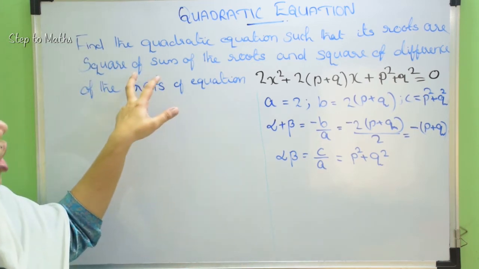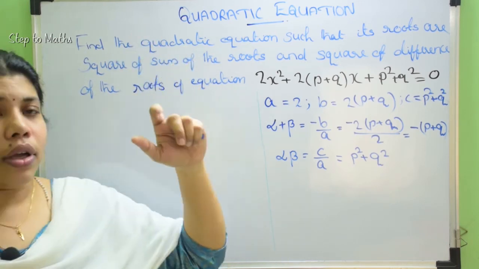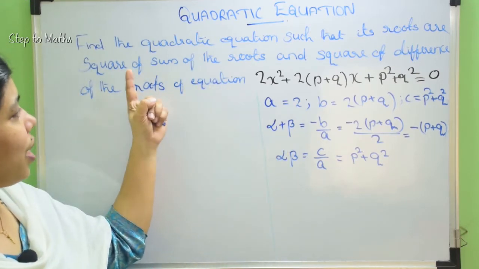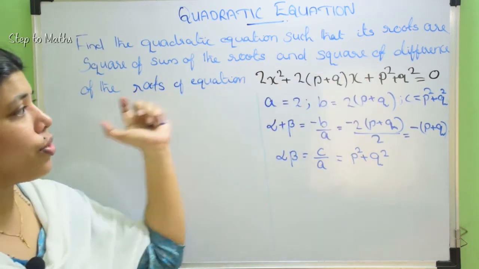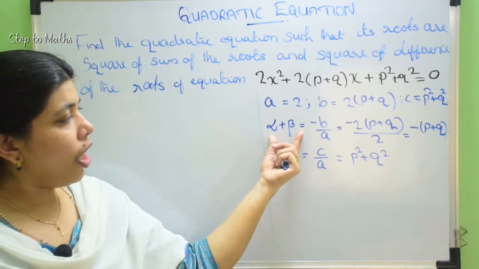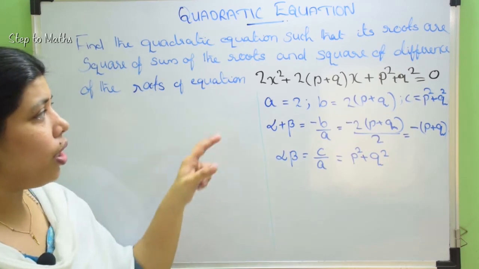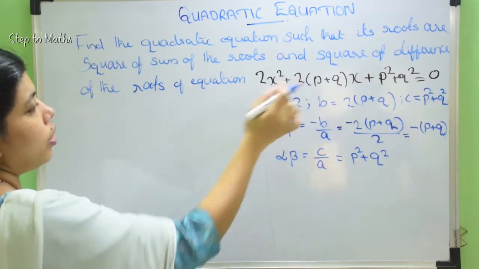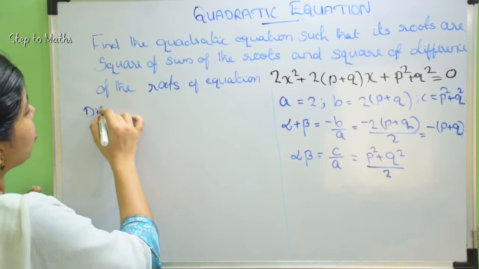From the question it is given that the roots of the quadratic equation that we have to form are the square of the sum of the roots and the square of the difference of the roots of this equation. From here we have the sum of roots. Next we have to find out the difference of roots. How can we find the difference of these roots?